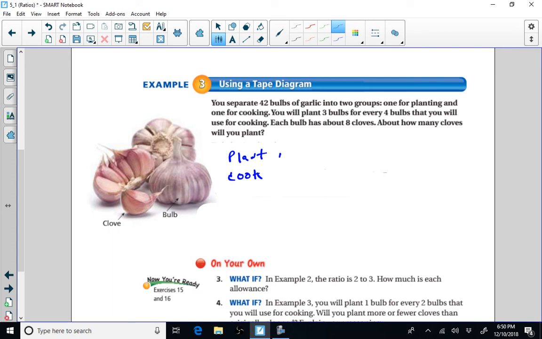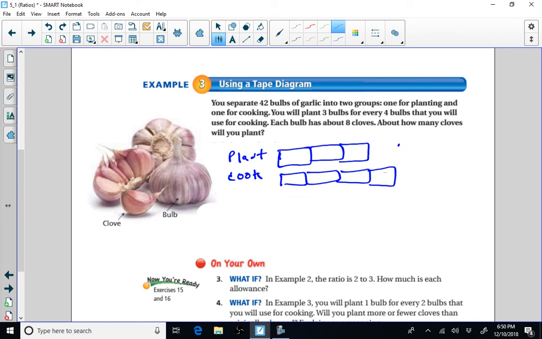Plant 3, right? 1, 2. Let's make those pieces a little bigger so they're easier to write in. 1, 2, 3, and then your cooking ones would be 4: 1, 2, 3, 4. When you make your tape diagrams, try to make the pieces of tape equal length.